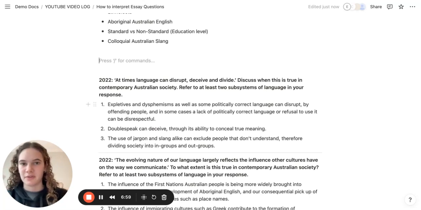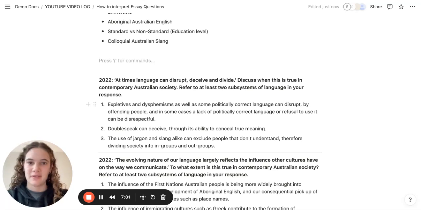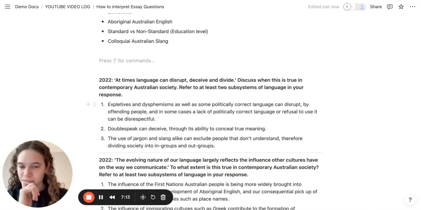I thought this example that I already prepared from that one and this example, they'll fit together nicely in one paragraph. And then that just increases the complexity of what you're saying and the complexity of your argument. But essentially, I could have just done expletives and dysphemisms and said that disrupts, and that would be fine too.